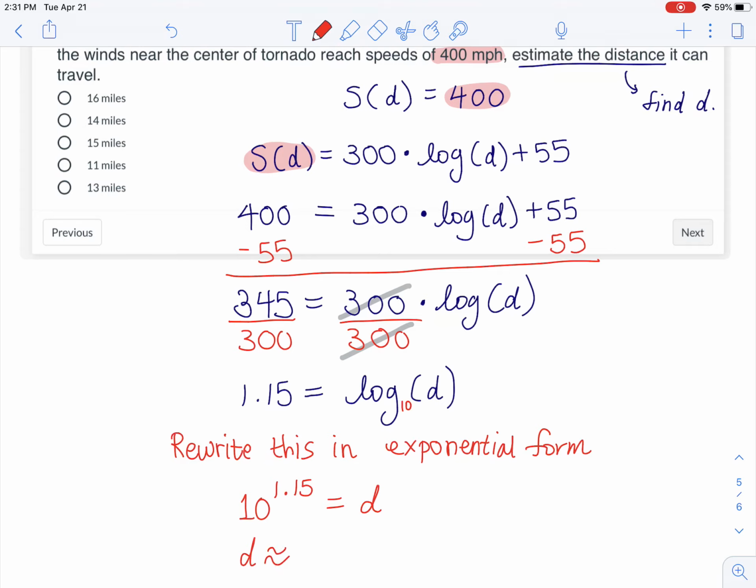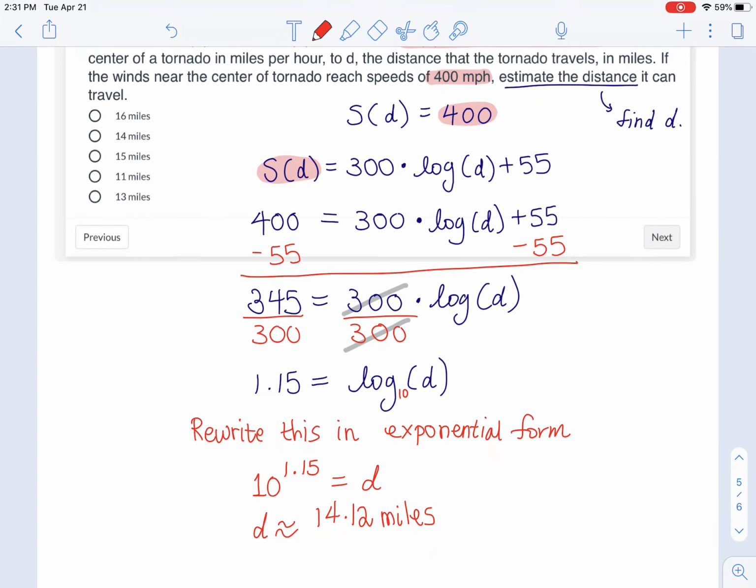What's the base? Base is 10, and we're raising 10 to the 1.15 power, and that's equal to D. All right, so what's D approximately? I'm going to go ahead and type in 10 raised to the 1.15, and that comes out to be approximately 14.12 miles.